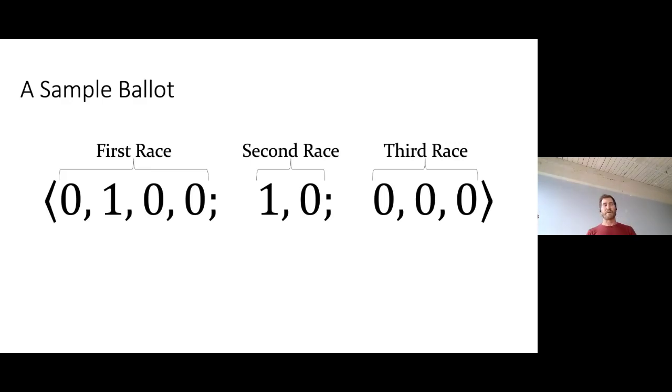Think of the first race, could be vote for one of four candidates. For the second race, one of two. For the third race, you don't vote for any, but you had a choice of three votes. That's what a ballot is. It's a bunch of zeros and ones.